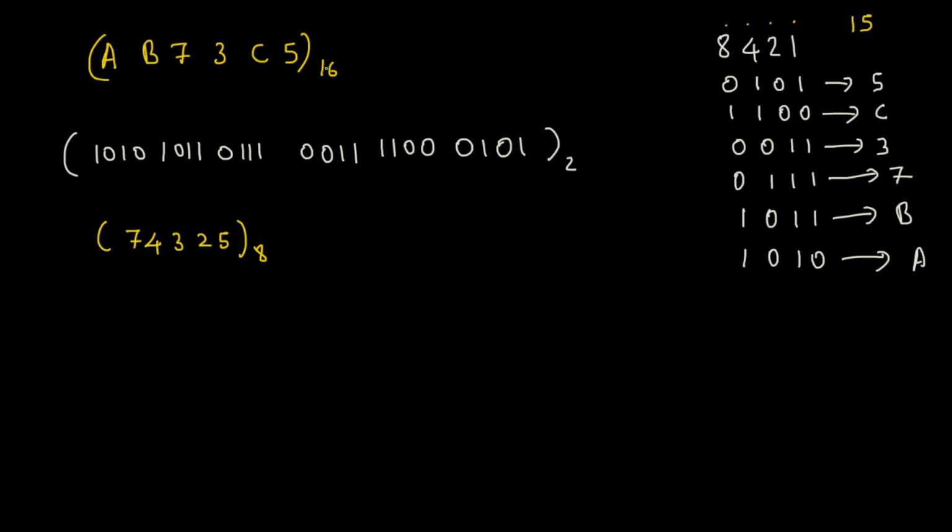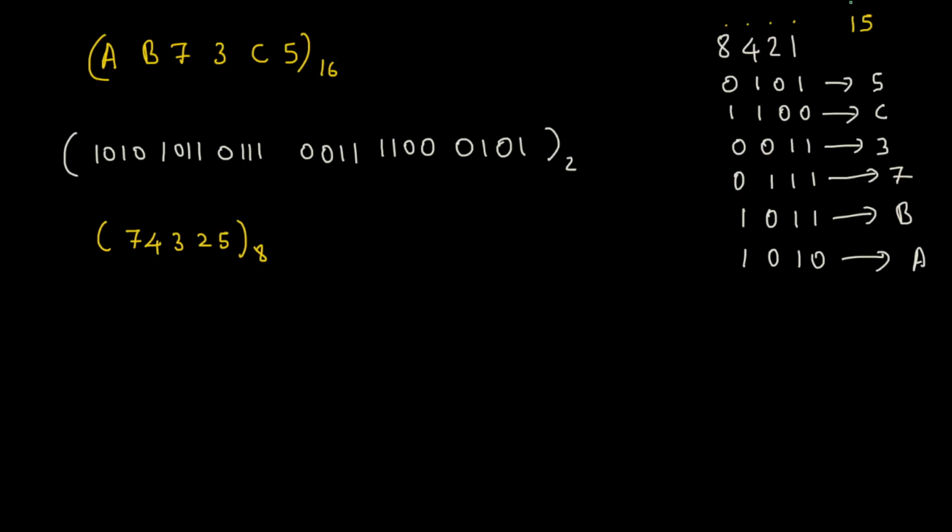Whatever the base is, if it's base 16, the maximum number is going to be 15. If it's base 8, the maximum number is 7. If it's decimal, the maximum number is 9. It's always 1 less than the base. So if it's binary, it's always 0 and 1, it doesn't go to 2.